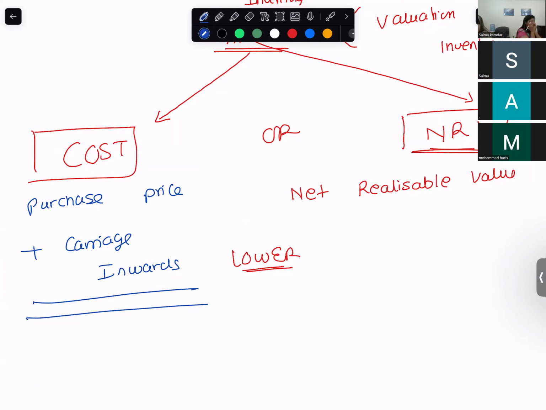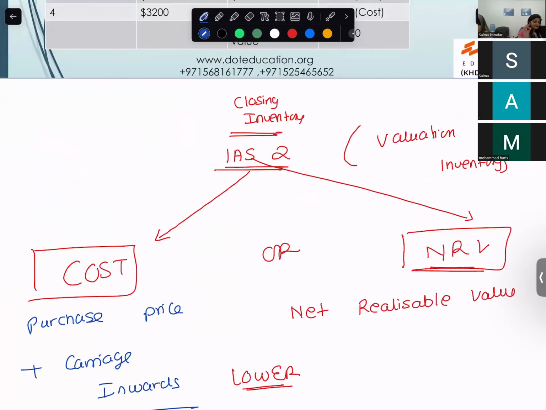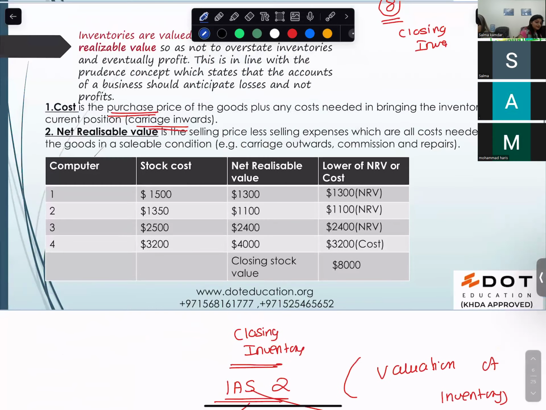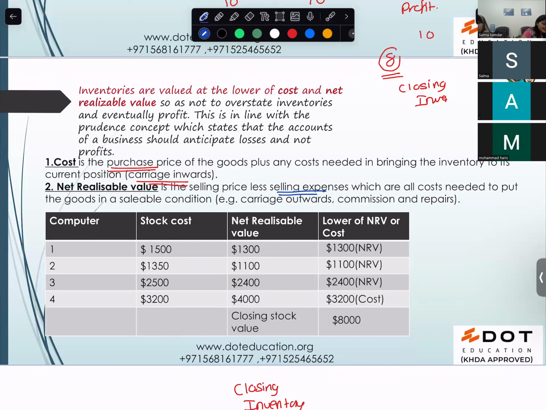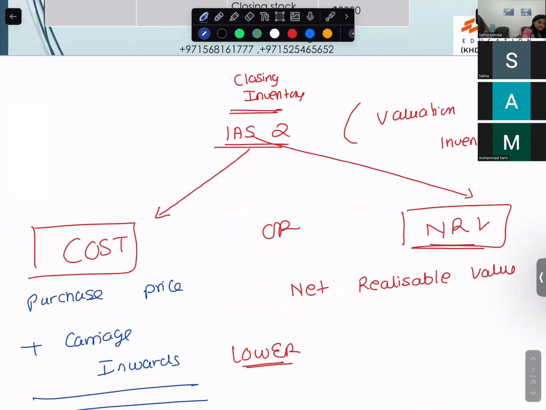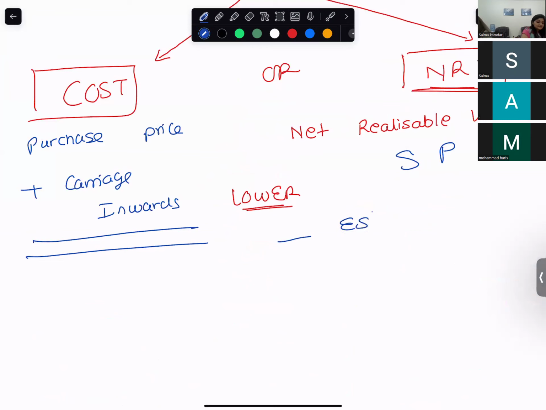Yes, perfect. When I talk about NRV, what is it? Net realizable value. That means it is the selling price minus all cost that is needed to bring the goods into sellable condition. That means it is the selling price minus the estimated selling expenses.